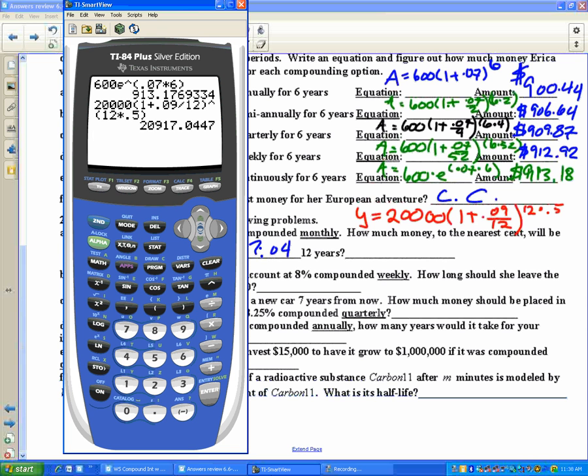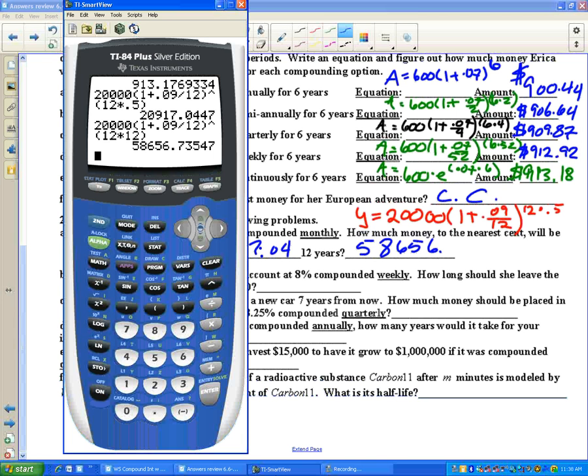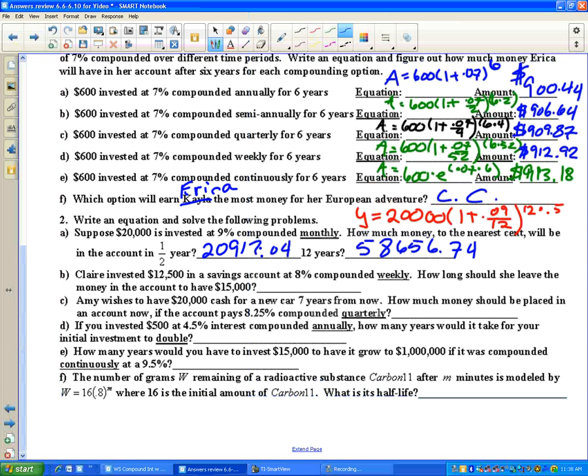Now how about for 12 years? For 12 years, I'm going to hit second, enter to bring up what I typed in last. The only thing I have to change is this 0.5 to a 12, because I'm going to change the amount of time. Now it's going to be $58,656.74.